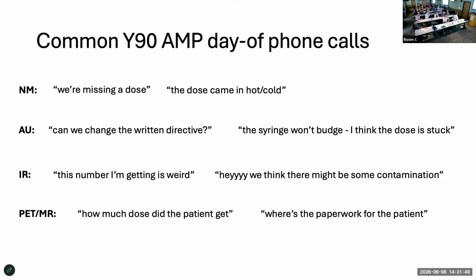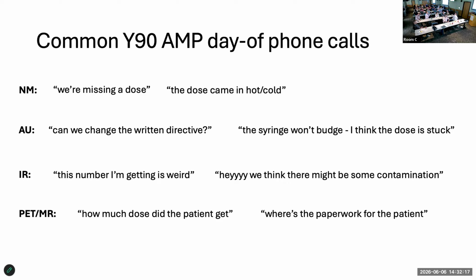Nuclear medicine just this week called me, saying we're missing a dose. So that is our job, to essentially track down that dose, both with the vendor and with the mail carrier, to make sure it gets there on time. The dose came in too hot, too cold, super common occurrence. They just have to make sure they call us and let us know, and then we will coordinate with the performing physician to see if they want to change the written directive. The authorized user always calls and wants to change the written directive. As long as they don't deliver, I'm happy with that.